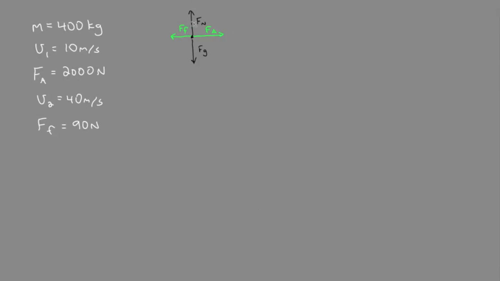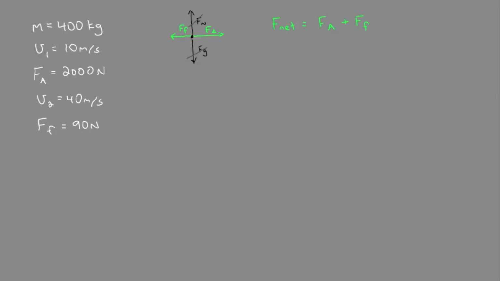The vertical forces cancel, they're equal and opposite because the motorcycle is not going into the ground, or it's not being lifted up off the ground. And so the net force will be in the horizontal direction, and to find the net force, we will add them.